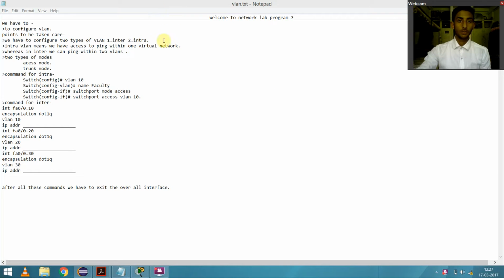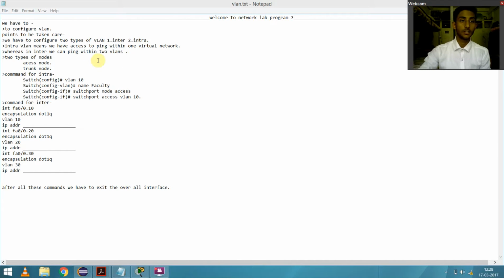Now the lab program is to configure VLAN, and there are two types of VLAN basically, that is inter and intra type of VLAN. Intra VLAN means we can access the network, or we can ping within one virtual network, that is we can ping within the network. And inter means we can send packets from one VLAN to another VLAN, that is between two VLANs, or we can say it as inter, or we can ping within two VLANs.